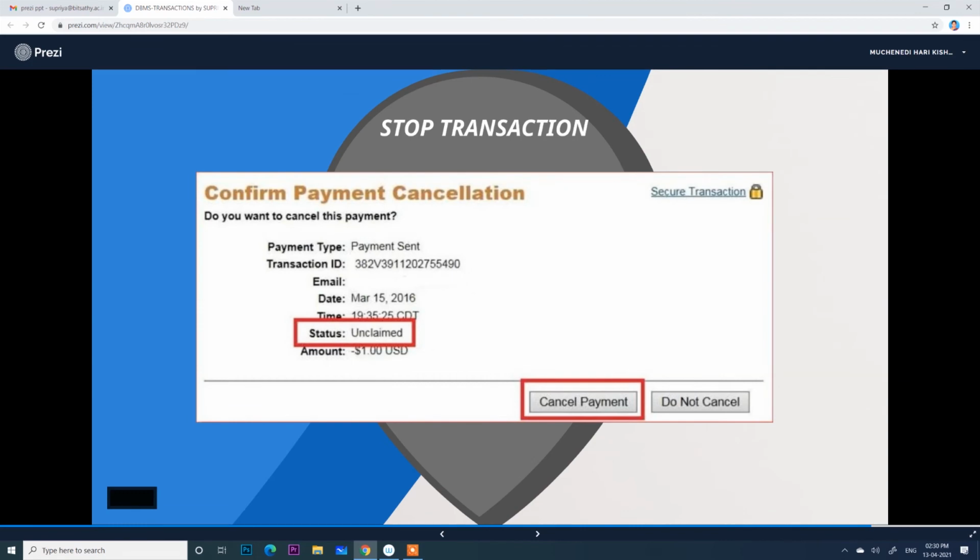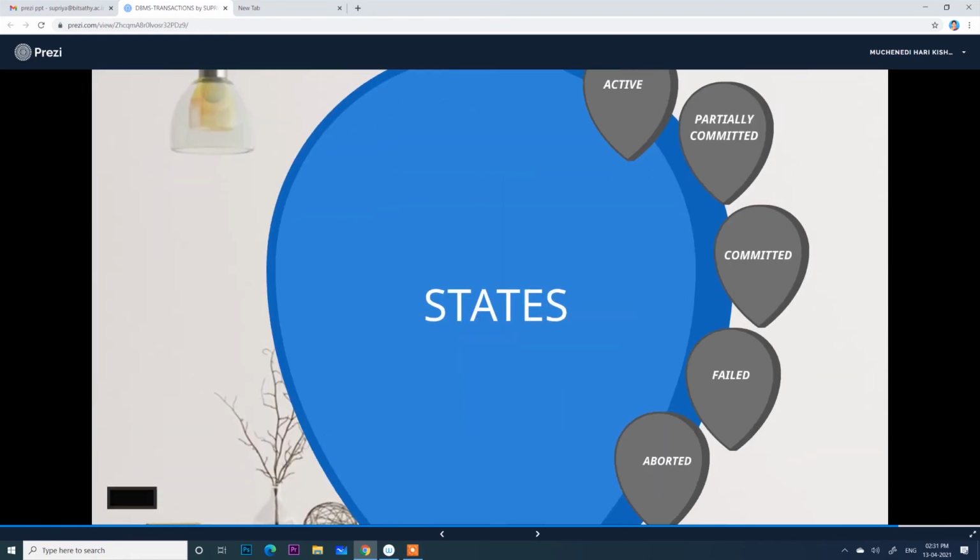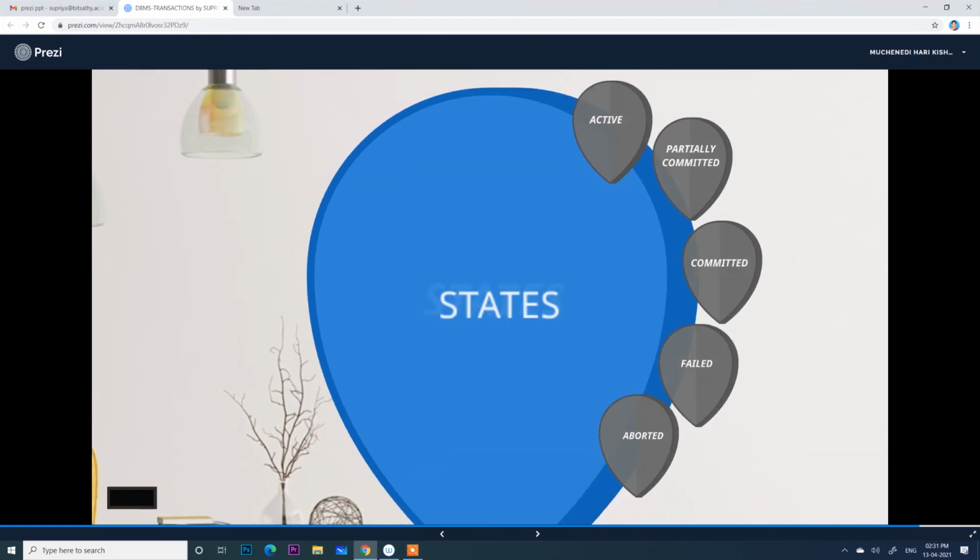And the last is, now you are undergoing a transaction for a long period of time and there is a network problem persisting, and you got frustrated and you have decided to stop or cancel the transaction. So you will abruptly stop the transaction. This we call the aborted state in a transaction, that is, cancel payment. Fine. So these are the different states of your transaction.